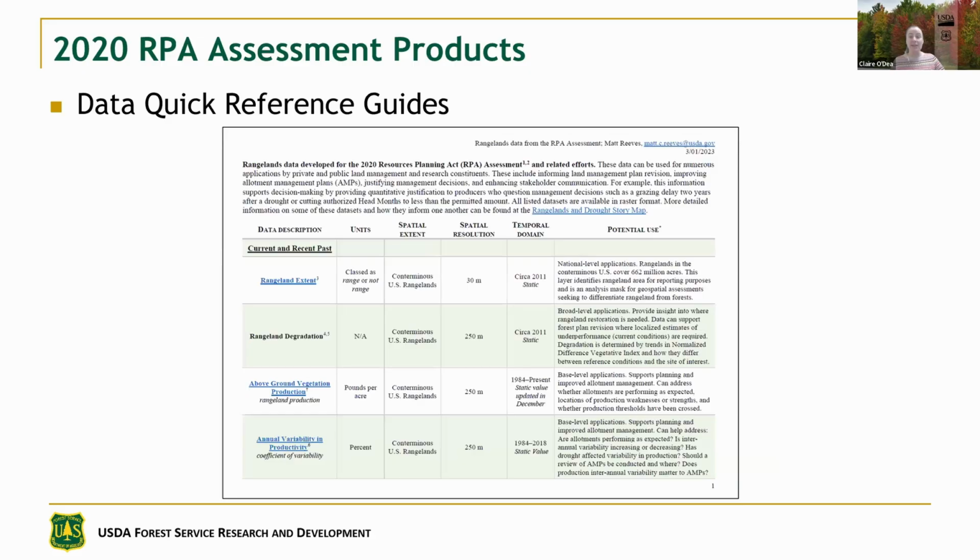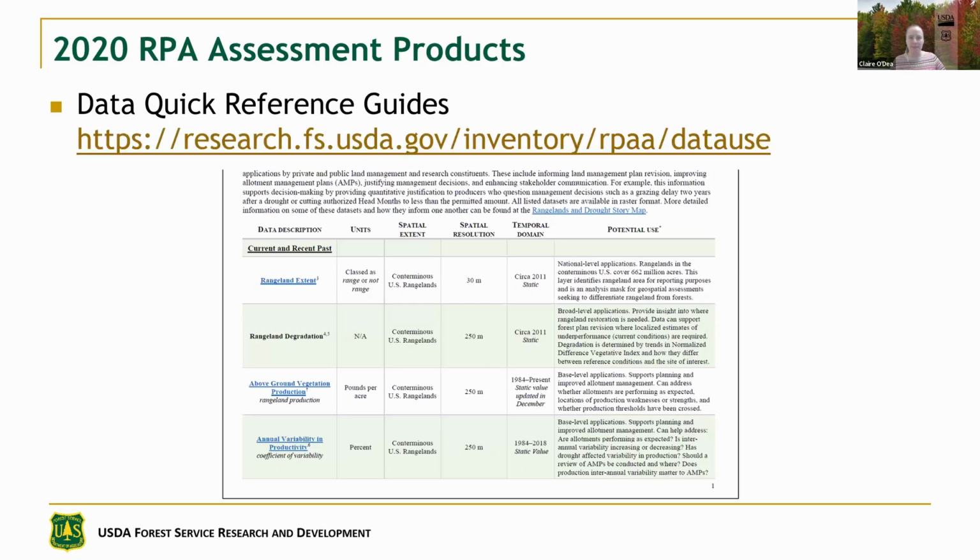We've also developed data quick reference guides for each resource area that outline the data that's available coming from the 2020 RPA assessment, along with some general metadata and information about access. These guides can be found on a webpage focusing on using RPA data alongside a Forest Service-centric tool connecting RPA information with the Forest Service planning role.